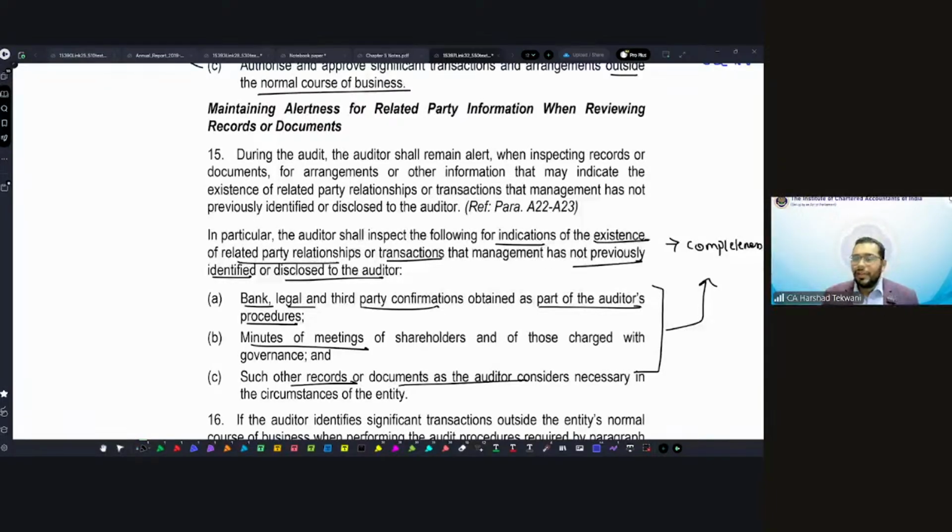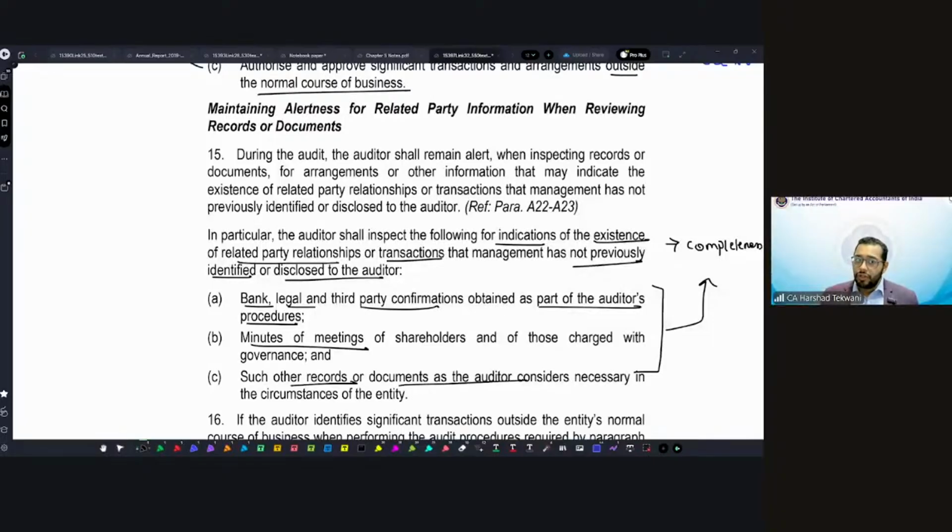Share the information with the team. Yes, sir. Share the information with the team, and also if there is a group audit, the subsidiary team also we need to inform. And if any audit expert is used, for them also we need to inform. Because it's not necessary that you are going to perform all the procedures in every audit alone. Other people are involved. Share with them.